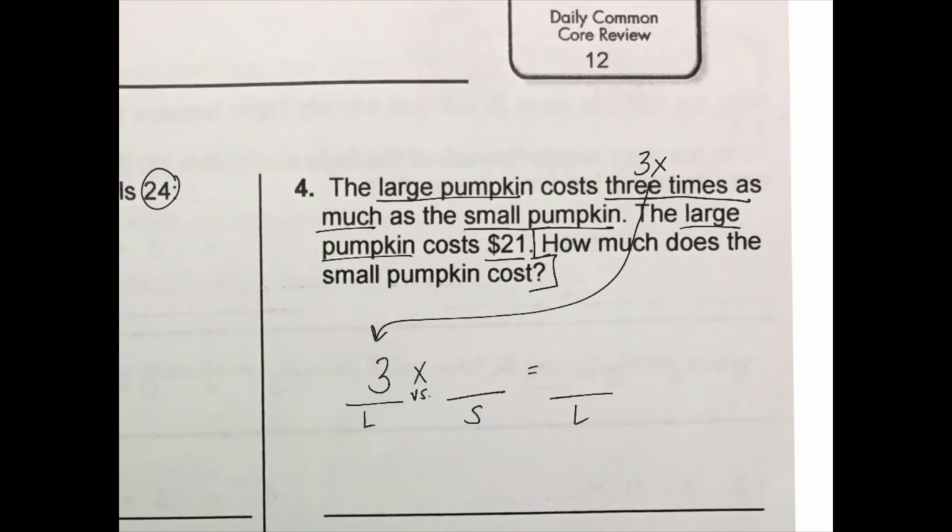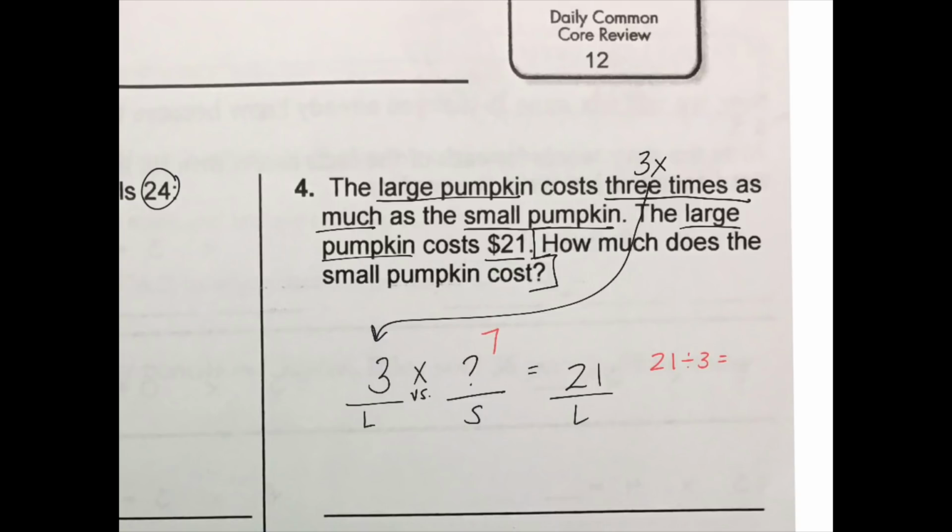The other number that I have is 21. That goes with large pumpkin, so I'll put it here at the end. The small pumpkin is my variable. It's what I'm trying to solve. So I need to think 3 times what equals 21. Or I could use the inverse operation and think division. 21 divided by 3 equals. And you are going to get an answer of 7.